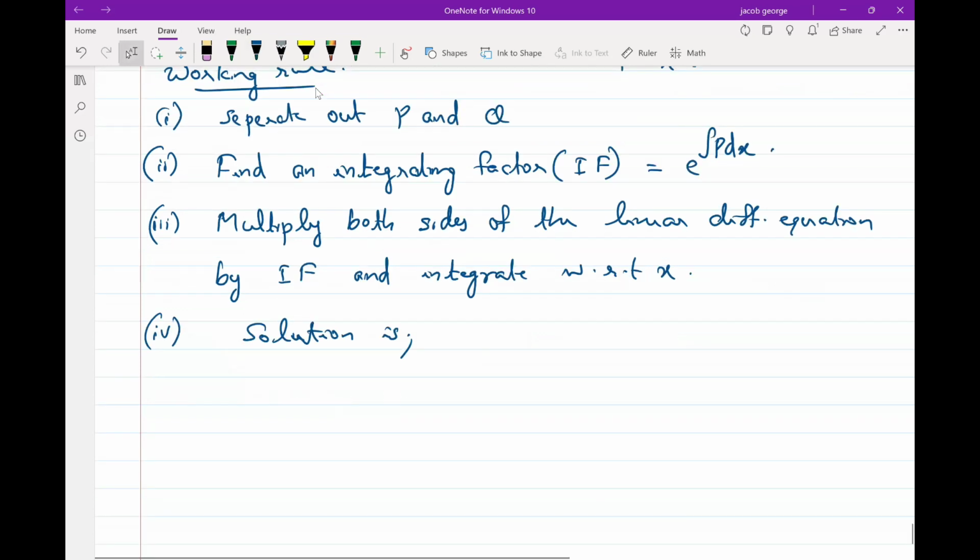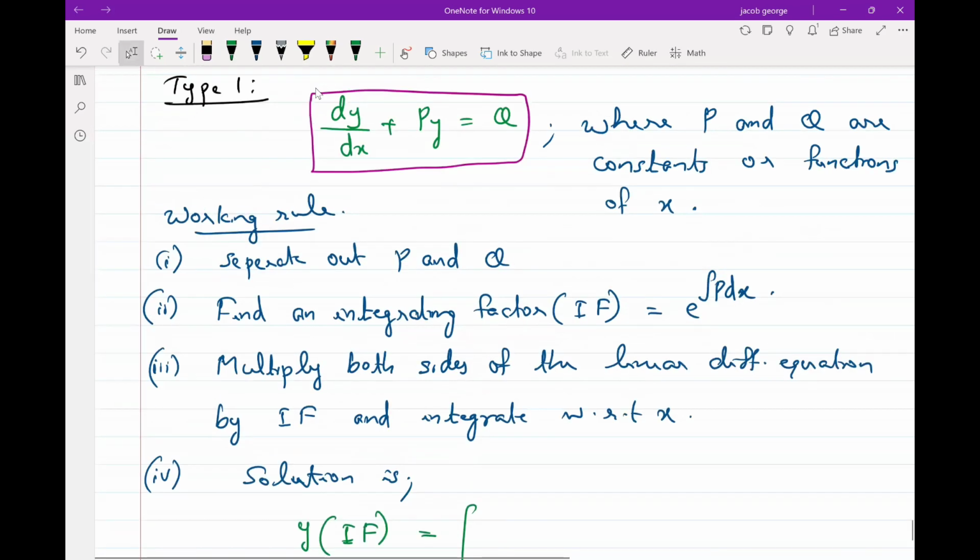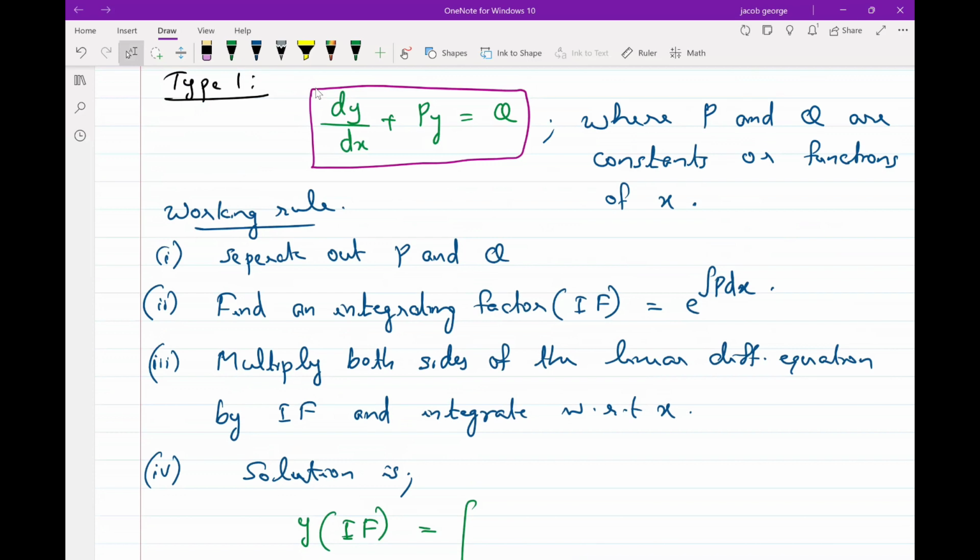The left-hand side solution is like this: y into integrating factor. On the left-hand side, we don't need to spend time multiplying by the integrating factor. It is a fixed solution. What is that? Y into integrating factor. But the right-hand side is not like that. We do the integral and multiply the right-hand side by the integrating factor. What is the right-hand side in the linear differential equation? Q multiplied by integrating factor, and integrate.